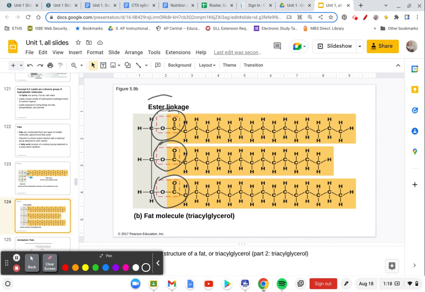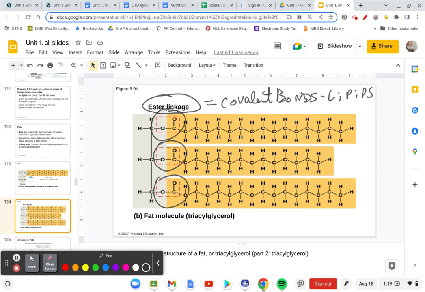These are called ester linkages. So remember how I said they're all covalent bonds that are formed? However, those linkages are different. Those bonds are different. Now they're called ester linkages. Okay, so these are covalent bonds, but these are covalent bonds for lipids.